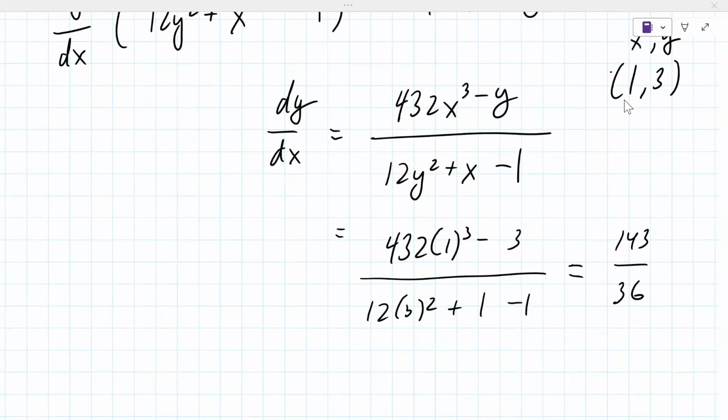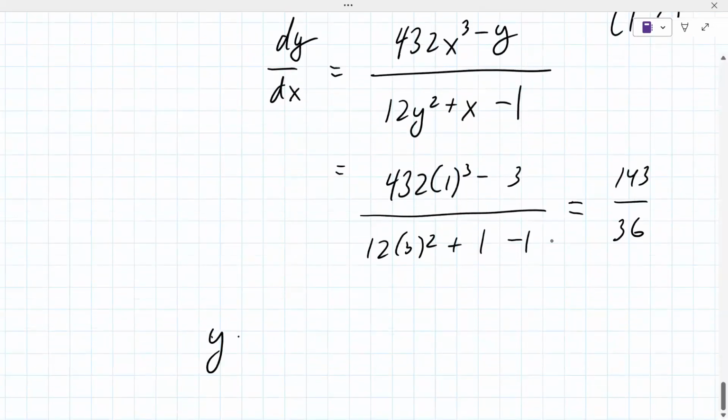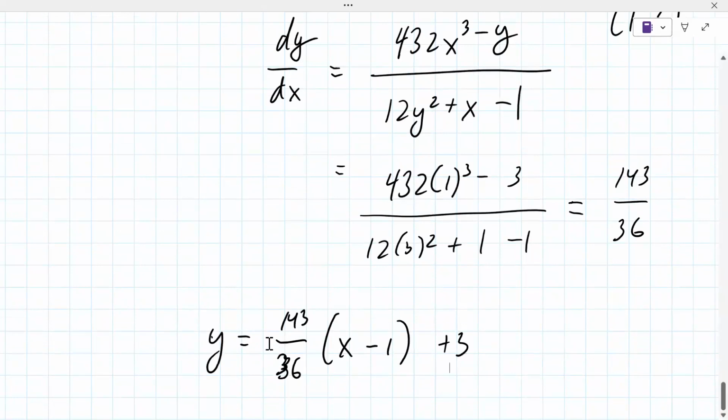Wait, x is 1, right? And y is 3. So 432 minus 3, over 12 times 3 squared. Yeah. Okay. Well, this is what it is. So now this is the slope. So the equation is y equals 143/36 times (x minus 1), and then y is 3, so you would add 3. That's your final answer for that.